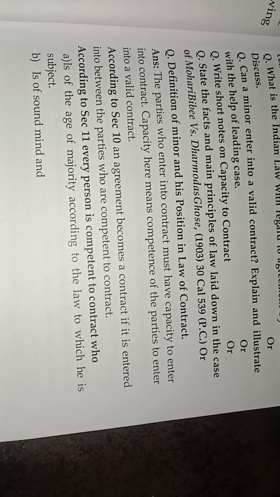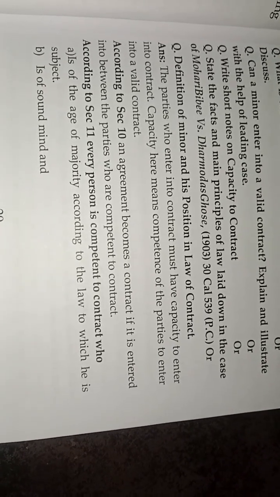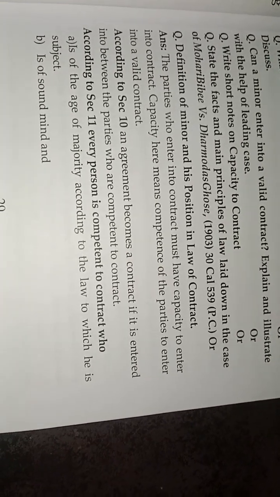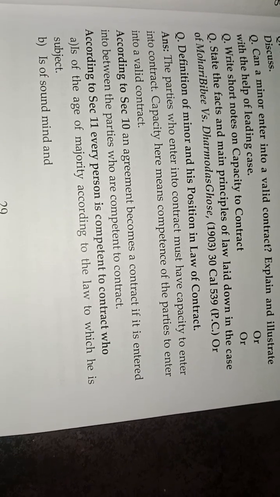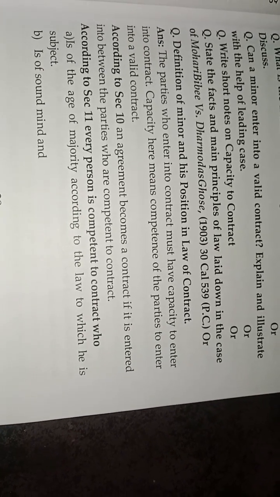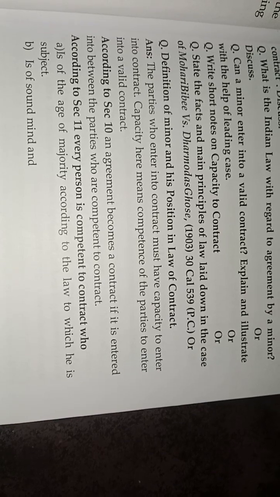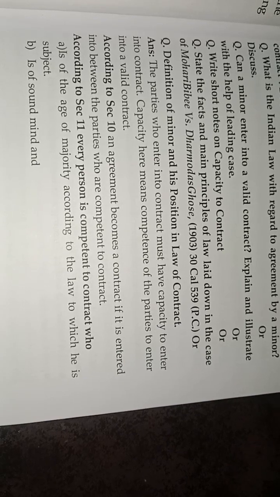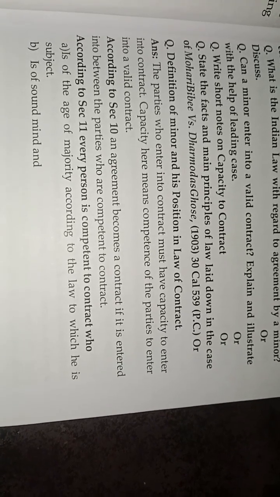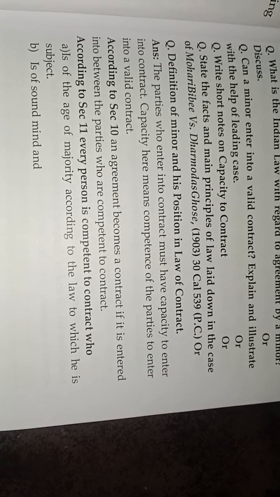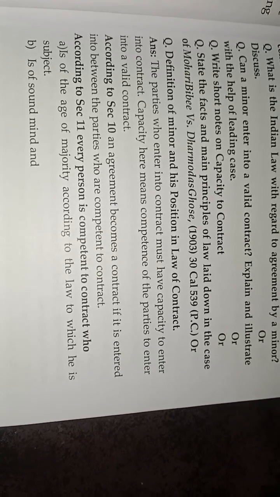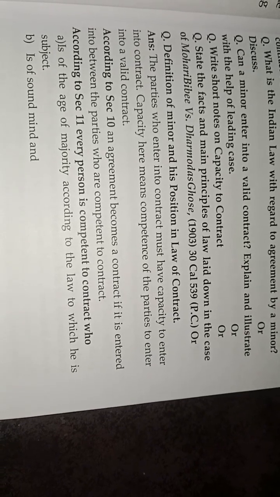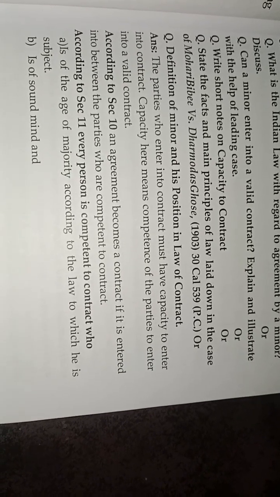The party who enters into a contract must have capacity to enter into the contract. The capacity here means competency of the party to enter into a valid contract. According to section 10, an agreement becomes a contract if it is entered into between the parties who are competent to contract.